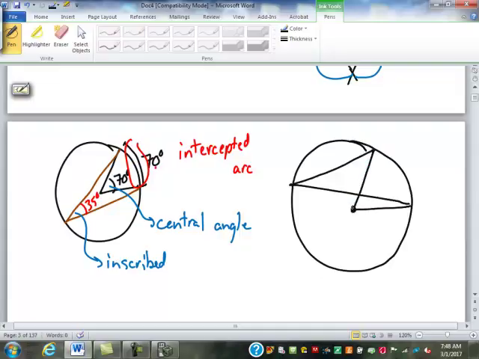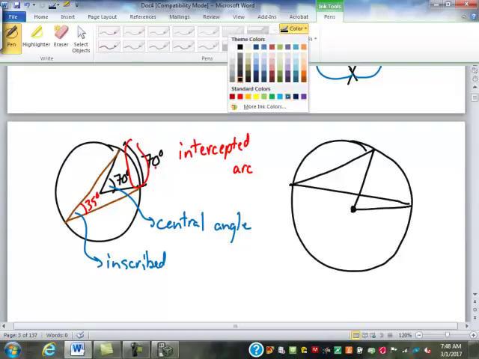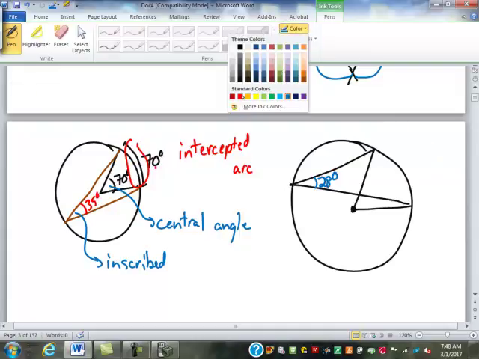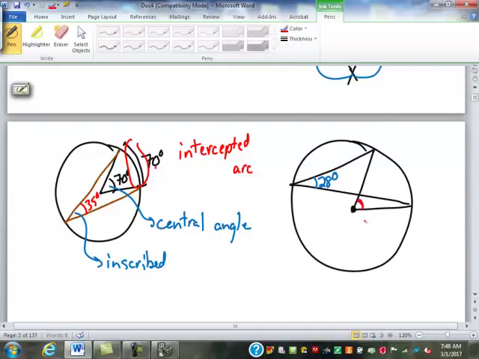So if I give you that this is the center of the circle here, if I tell you that this angle here is 28 degrees, what's this angle here have to be? Well, if this angle is 28 degrees, what's this arc have to be? 56. Very good. That inscribed angle is half of the intercepted arc.